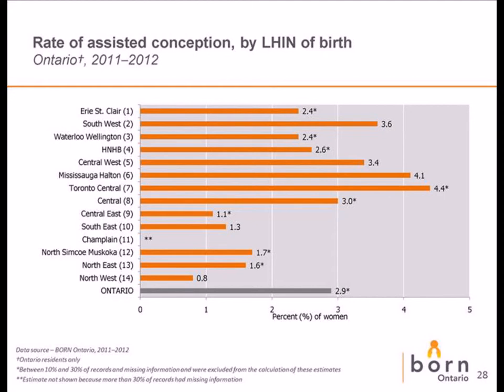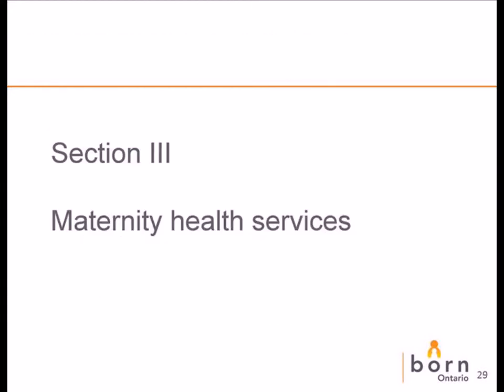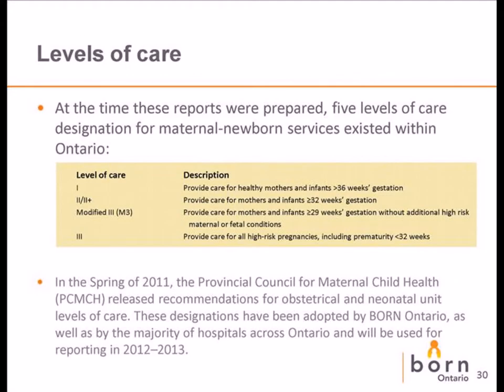This is the rate of assisted conception by LHIN of birth. So these are women who would have had some kind of fertility treatment. Again, a lot of missing data in this, and I'm happy to say that as of January 1st, 2012, the IVF clinics in Ontario are contributing data directly into the Born Information System. So while we won't have pregnancies that are associated with ovulation stimulation drugs such as Clomid, which is fairly common, we will have IVF cycles and other things. So hopefully this data quality will improve over the next year, and we'll start to see exactly the outcomes for the children that are conceived as a result of assisted conception.